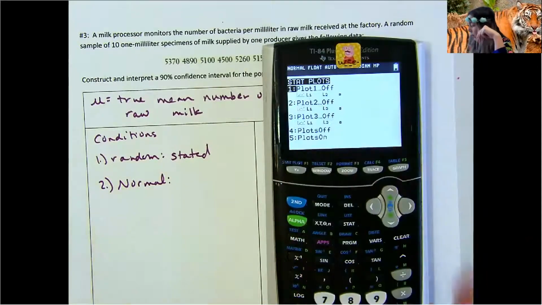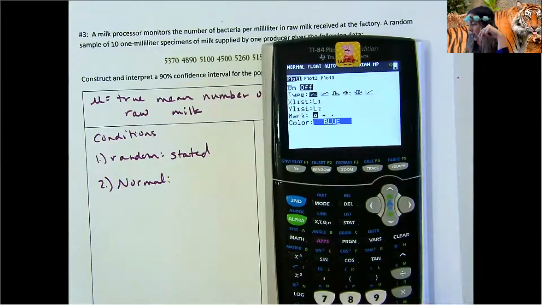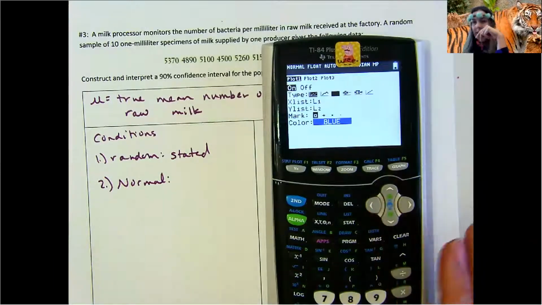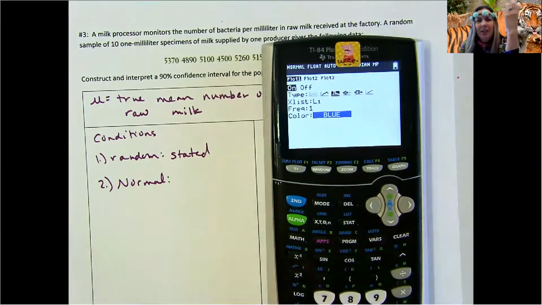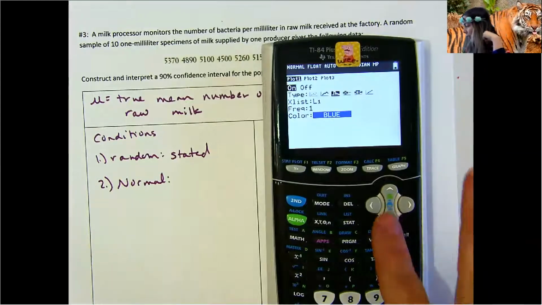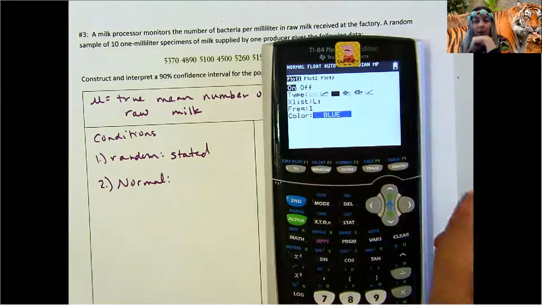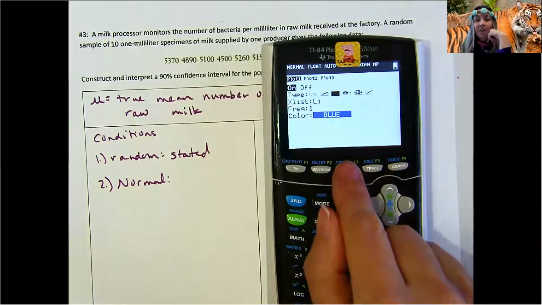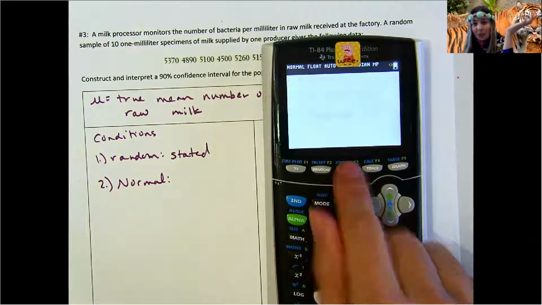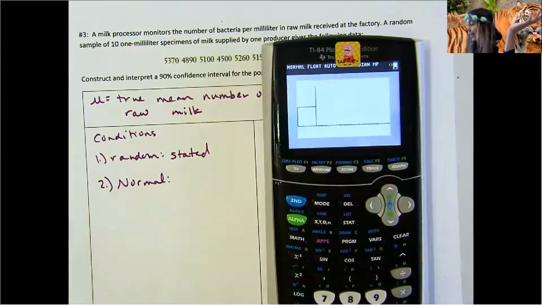So in this first one, I'm going to tell it to go ahead and turn on. I want to see the histogram of my data to see, is it leaning left, leaning right? Does it look symmetric? What's going on with my data? So the data is in list 1, and then the shortcut is Zoom 9.